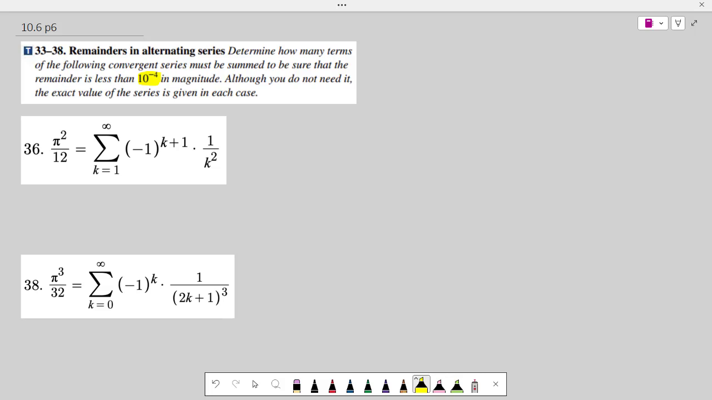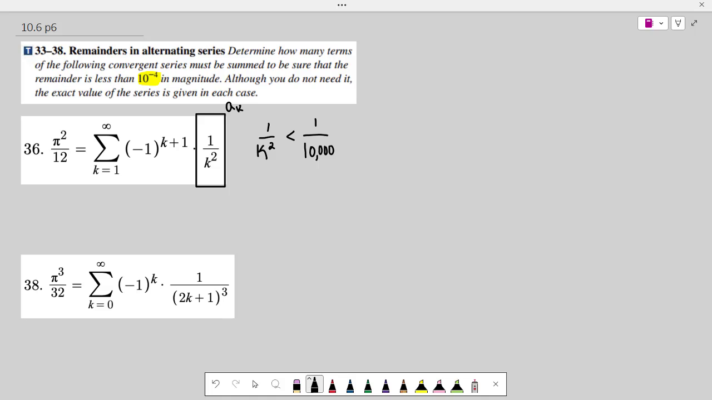So let's try it. We want 1 over k squared less than 10 to the negative 4, so we want that. Right? A sub k doesn't include the switch. So there's a sub k. So we want to know, when is that less than 10 to the negative 4 first? When's the first time that's true?